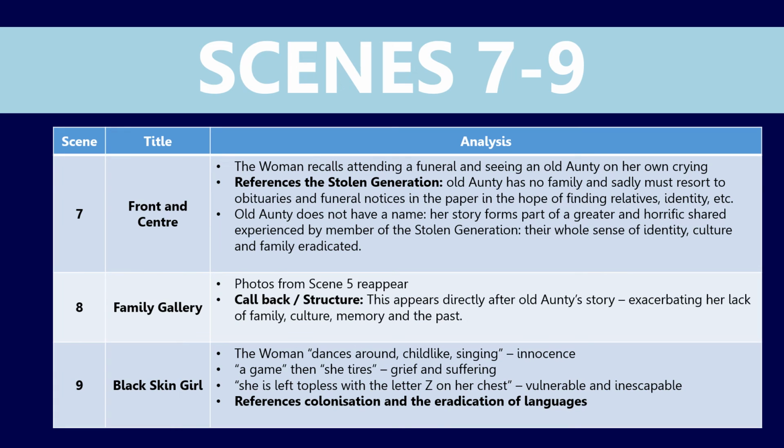All right, scene 7 is front and centre. A bit of an ironic title, I guess you could say, given it's about a member of the stolen generation who were predominantly hidden or been erased from history, really. This is the woman recalling attending a funeral where she sees an old auntie. Another character who doesn't have a name. In fact, most characters in this text don't have a name, apart from, I guess, Auntie Grace, who's given a name, but she's, I guess, been westernised to an extent when she moves to London and she loses her Indigenous identity along the way. But something, again, to consider.